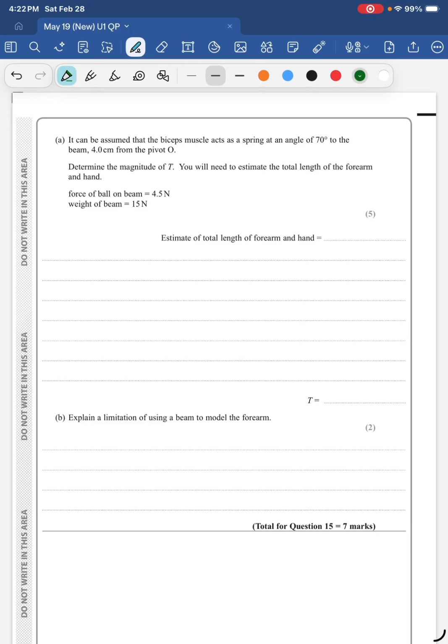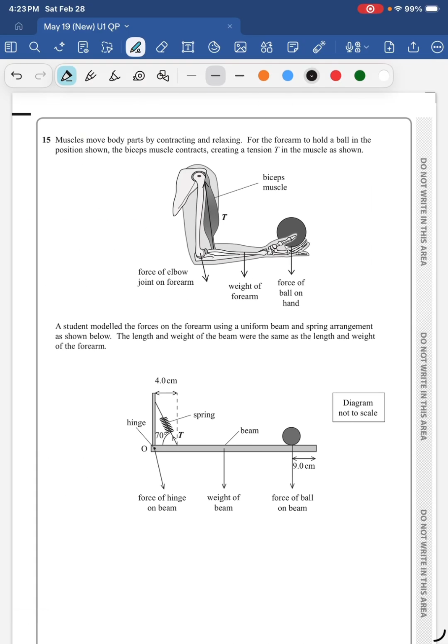Okay, so first of all, let's start with the length L of the forearm. We can estimate it as about 0.4 meters, say, and the length of the hand we can estimate as about 0.15 meters, something like that. So clockwise moments, this is how we're going to solve it. We are going to take moments about O to get rid of this force. We don't know that force, so we take moments from that pivot point, okay?